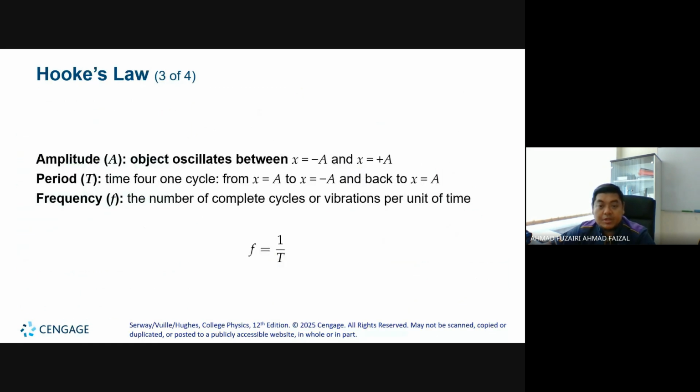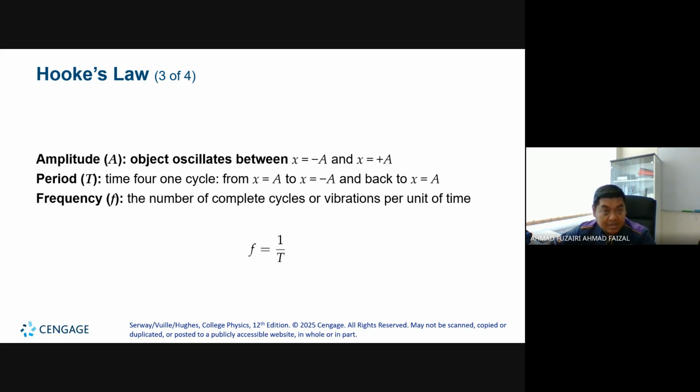Okay, so number two is the capital T. Capital T is not a time; in fact, it's a period. We call it T as a period, but the definition of T is the time it takes for the object to move through one complete cycle of motion, one complete oscillation, from x equals negative A, and of course go back to x equals A again.